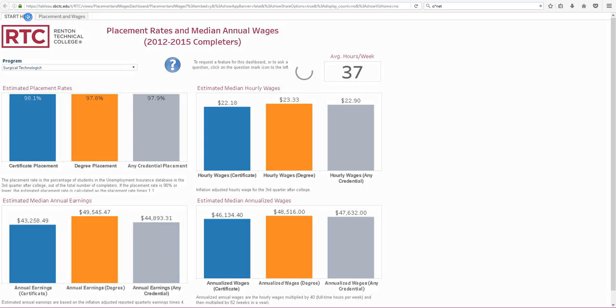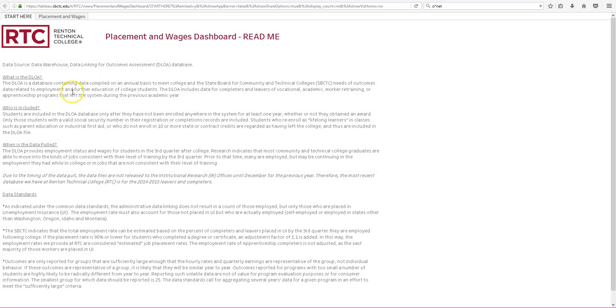And one thing, if you want more information about what this database is and how the data is pulled, make sure you read everything on the Start Here tab. It tells you all about the timing of the data pull, what this all means, the students that are included, etc.